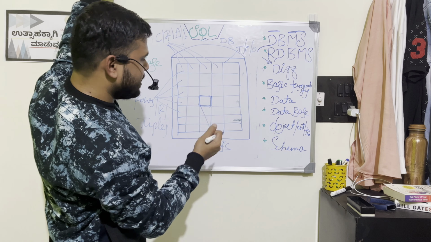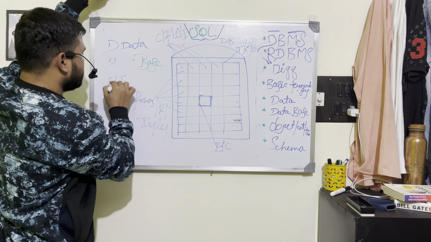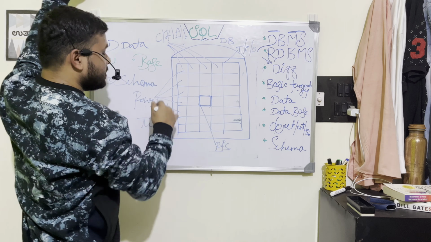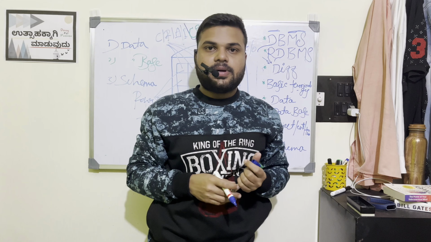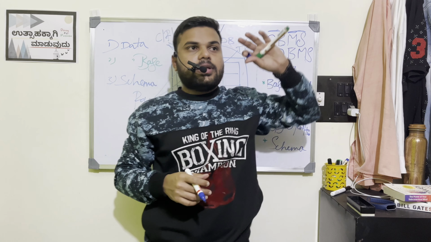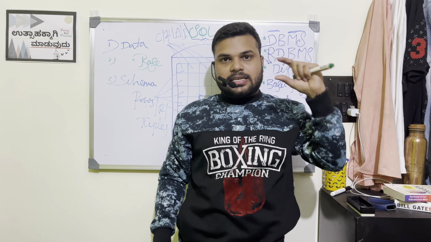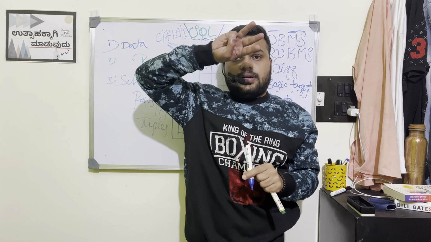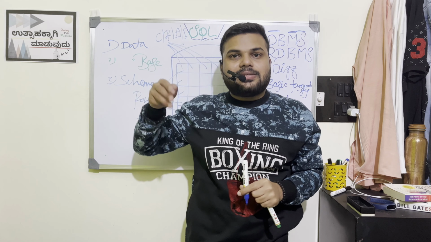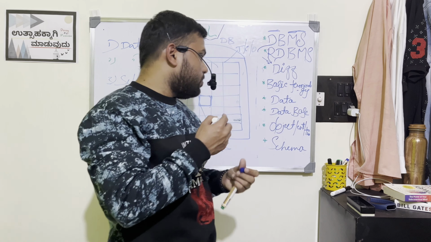Now we will move to schema. Schema is nothing but a collection of tables. If I take an example of a product table, order table and customer feedback table, the collection of these three tables is known as schema. Then, object.